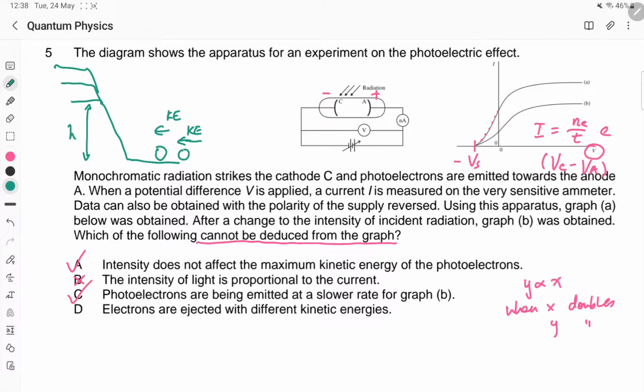We are trying to make it hard for the electrons to reach the collector plate, and you can see that as you make it harder and harder, the current drops. That means fewer and fewer electrons make it through, and that means they must have had different KE in the first place. So option D can also be deduced from the graph.